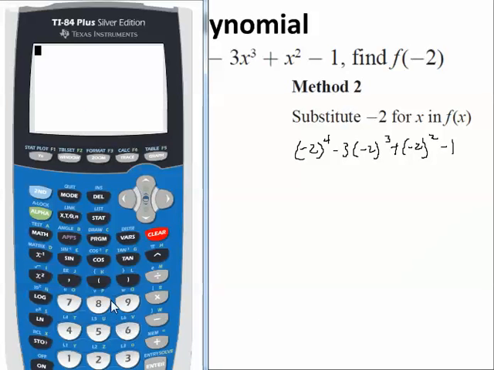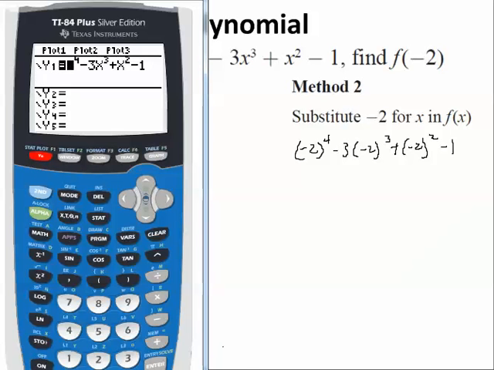Okay, let's try it again here. So I'm going to say parenthesis, negative 2, parenthesis, to the fourth power, move forward, minus, parenthesis, negative 2 to the third power, move forward, plus, parenthesis, negative 2 to the second power, forward, minus 1, hit enter, and wow, that's nowhere near what I had before. Let's try that a different way.